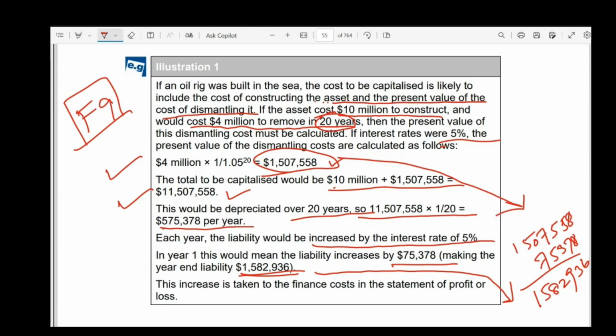Okay, so this amount plus this amount 75, we will add up both figures, and then 1,582,000 will be our figure for the first year. In year one, this would mean that the liability increases with the 75, and then the year-end liability would amount to 1,587. If you have any question relating to this, you can comment or you can ask a question.